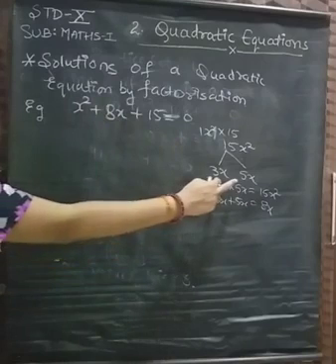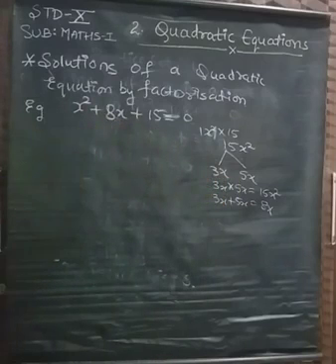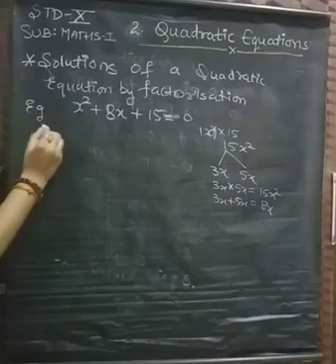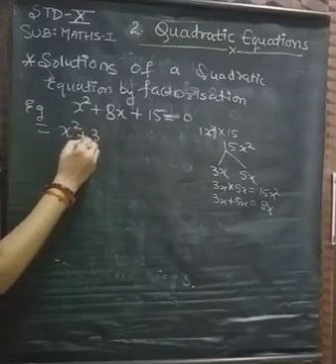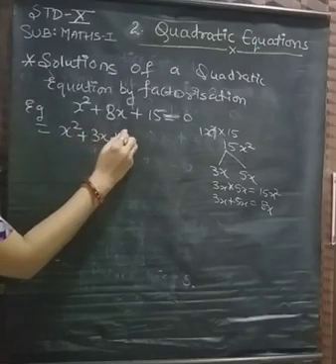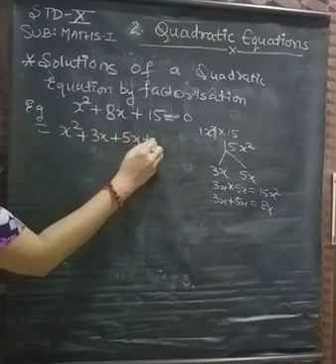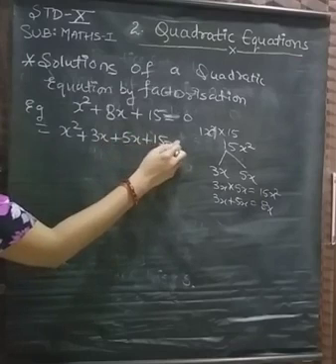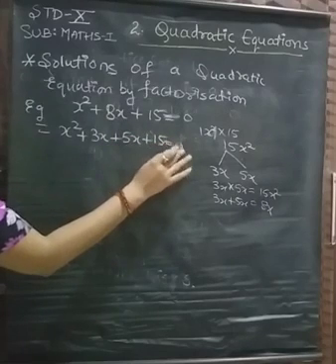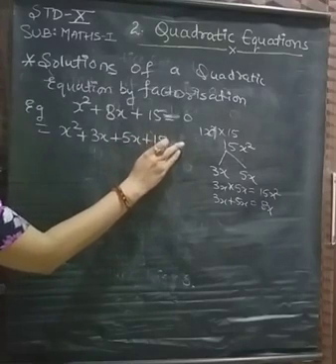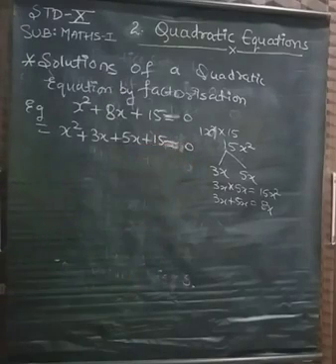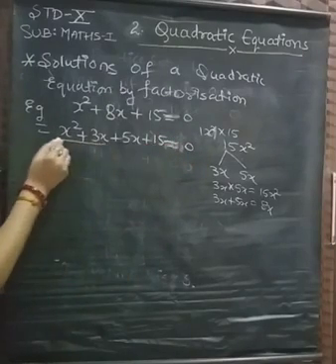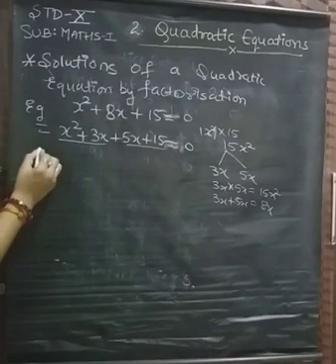Now we are going to substitute these two values at the place of the middle term. So in the second step you will get x square plus 3x plus 5x plus 15 equals 0. Clear? Now we are going to divide this into two parts, right?